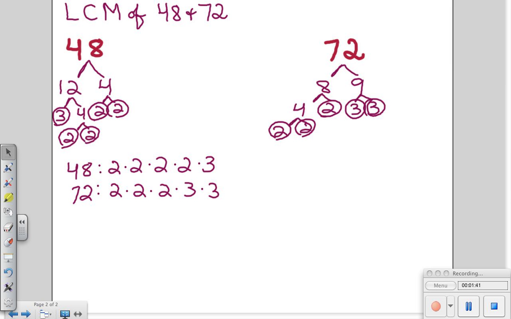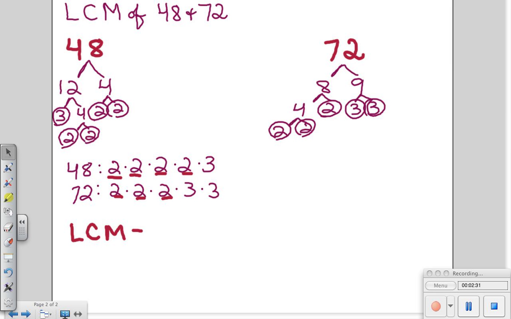Okay, so if you go back to the last video, I said step 2 was multiplying each prime factor the greatest number of times it appears in any one factorization. So let's just go through our numbers, starting with 2, because that's the first number that appears here. The most number of times 2 appears in either factorization is, let's see here, with the 48 it appears 1, 2, 3, 4 times. Here it only appears 1, 2, 3. So the greatest number of times the 2 appears is 4 times.